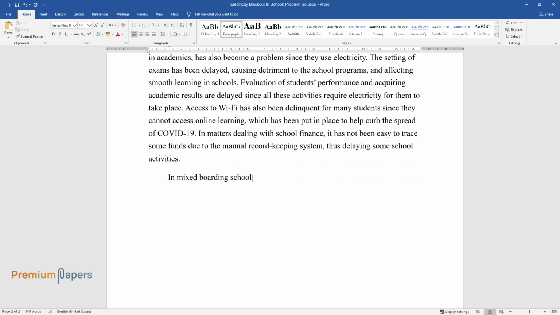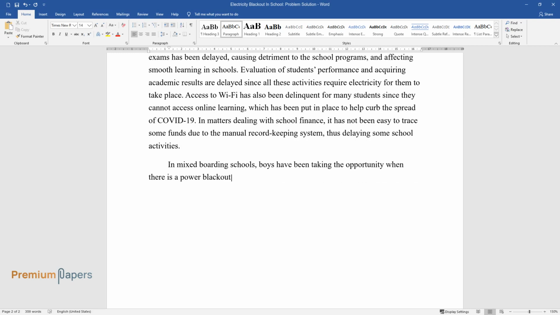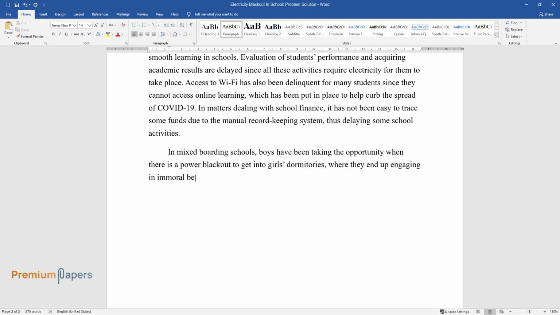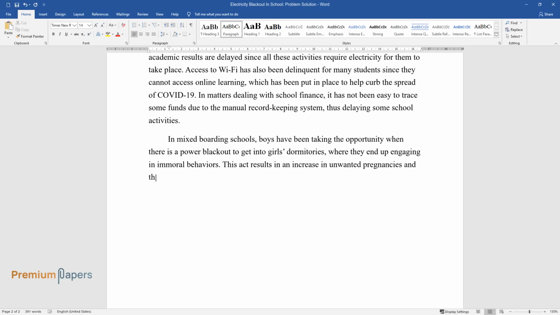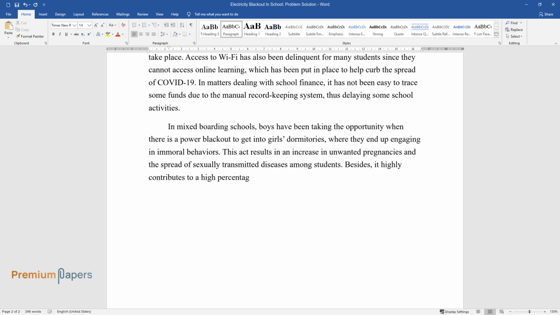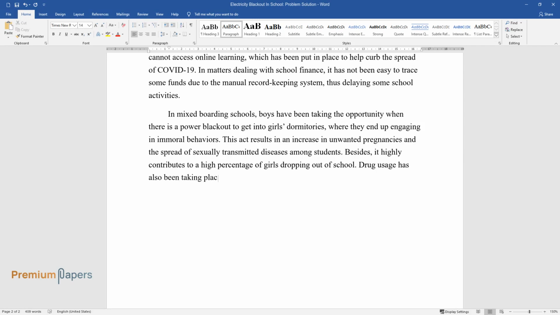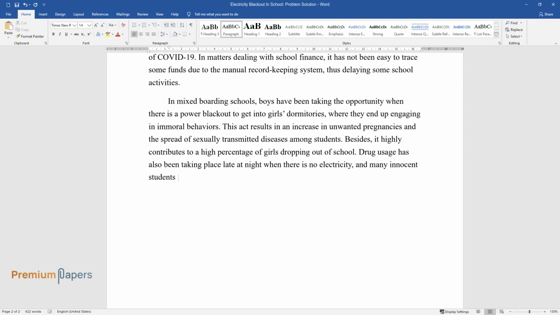In mixed boarding schools, boys have been taking the opportunity when there is a power blackout to get into girls' dormitories, where they end up engaging in immoral behaviors. This act results in an increase in unwanted pregnancies and the spread of sexually transmitted diseases among students. Besides, it highly contributes to a high percentage of girls dropping out of school. Drug usage has also been taking place late at night when there is no electricity, and many innocent students are influenced to join bad gangs and abusing drugs.